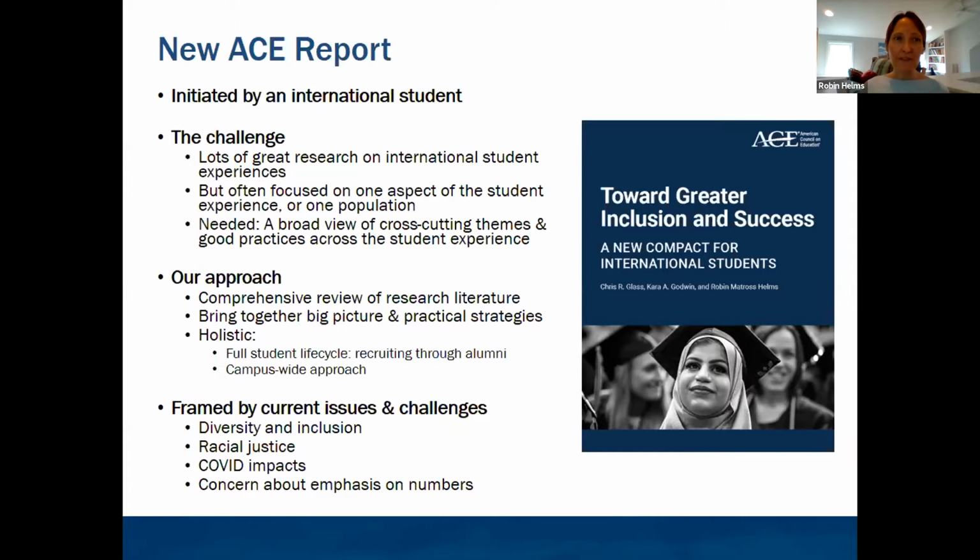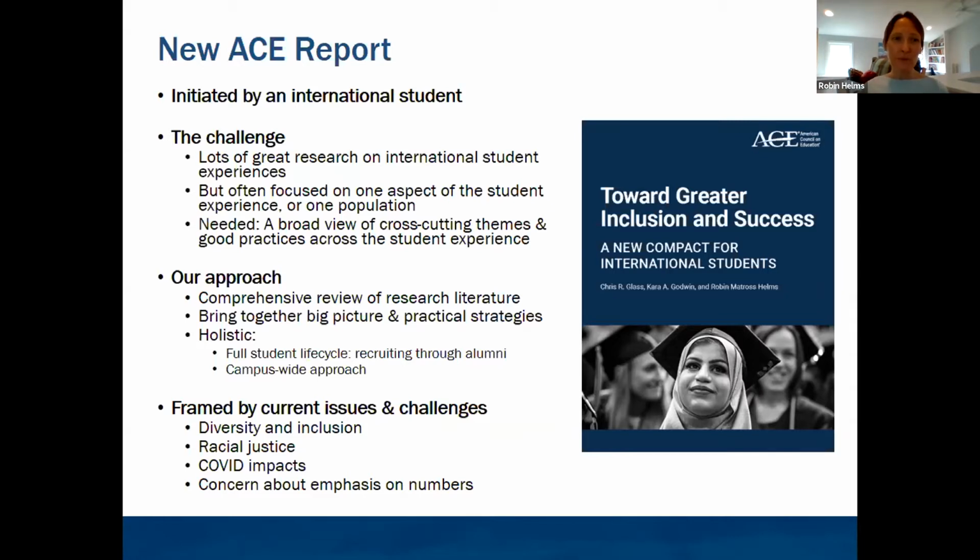So the challenge that we found was that there is a lot of great research on international student experiences, but it's often focused on one particular aspect of the student experience. So for example, right when they arrive on campus, or career development, or what's happening in the classroom, or a particular population of international students. So maybe students from a particular country. And we saw that what was needed really is a broad view of cross-cutting themes across all of that research and good practices across the whole student experience, from recruiting all the way through when students graduate and go on into the workforce and on with their lives.